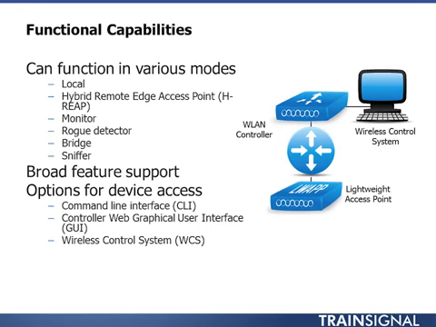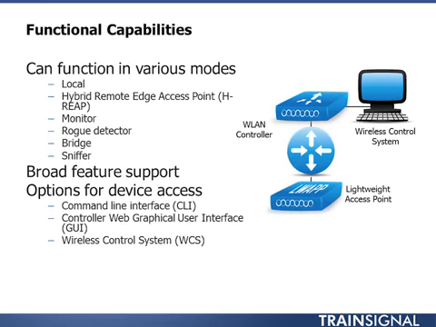Now, depending on the access point that I've acquired, you're going to see some more advanced feature capabilities if you're using a lightweight access point. One of them I just mentioned would be the ability to do intrusion prevention. Another would be location tagging, and also radio resource management.